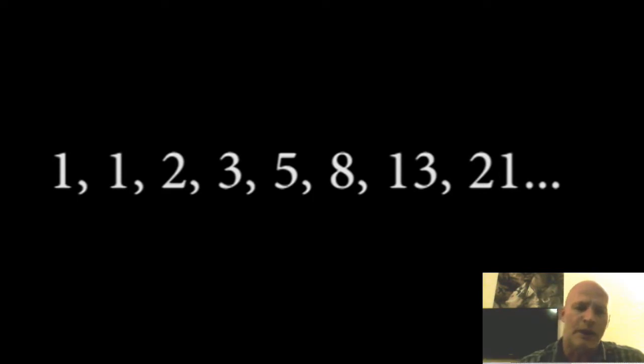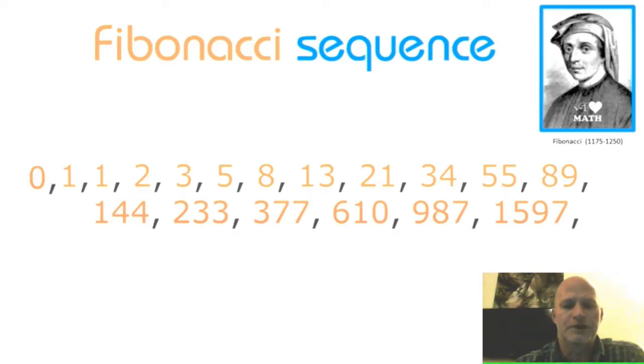1, 1, 2, 3, 5, 8, 13, 21, and so on. The ratio is called the Fibonacci sequence because it was discovered by Fibonacci, a famous mathematician who lived from 1175 to 1250. So the ratio works like this. The next number in the sequence is the sum of the previous two numbers.